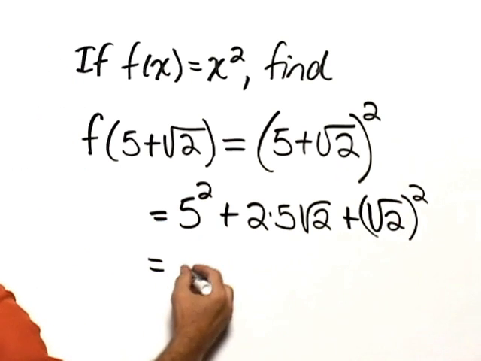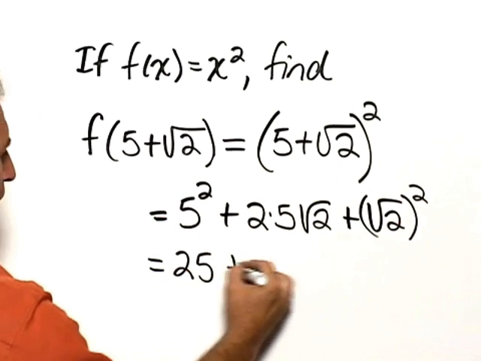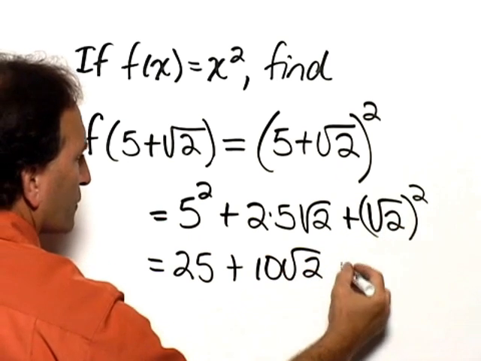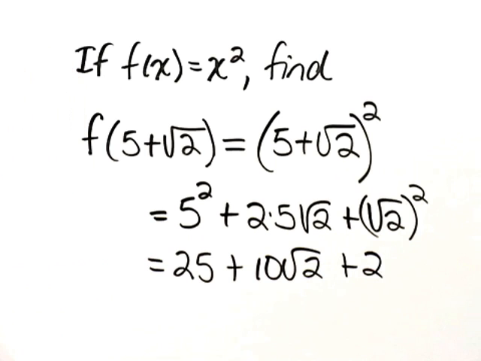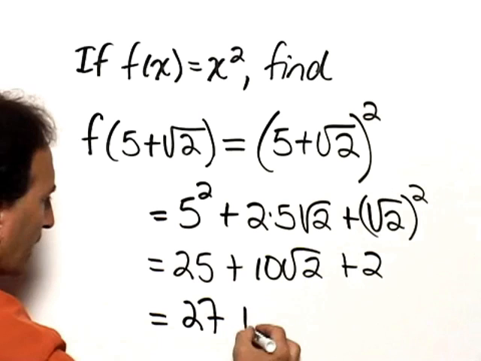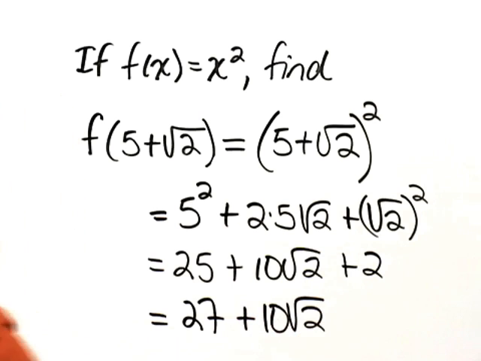Simplifying further, this is 25 plus 10 square roots of 2. The square root of 2 squared is 2. And so our final answer would be 27 plus 10 square roots of 2.